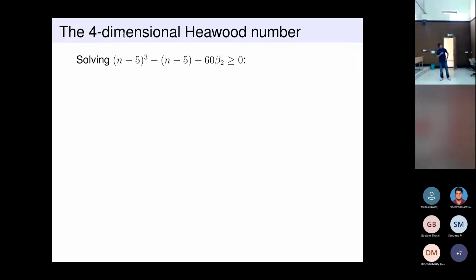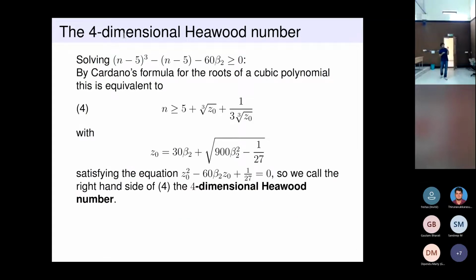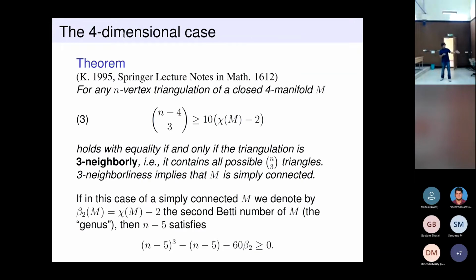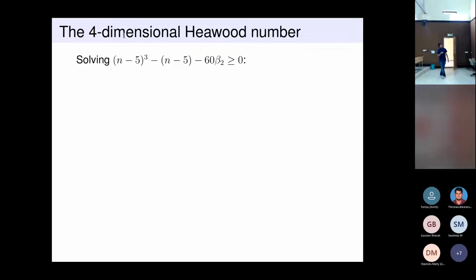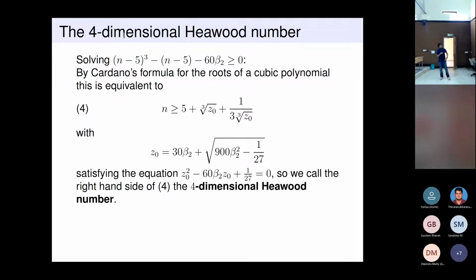Again, I've not verified these simplifications, but essentially you again get a lower bound on the number of vertices needed to triangulate the manifold. This time it's in terms of the second Betti number, because the first one vanishes since it's simply connected. It's 3 neighborly. So beta 1 for 2 dimensions is replaced by beta 2 for 4 dimensions.